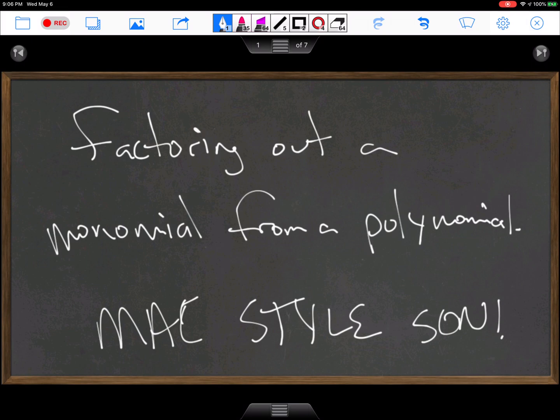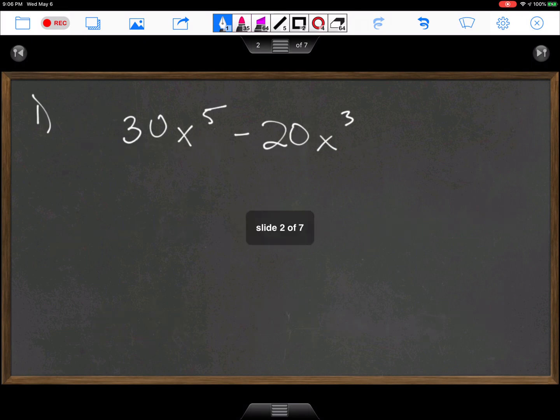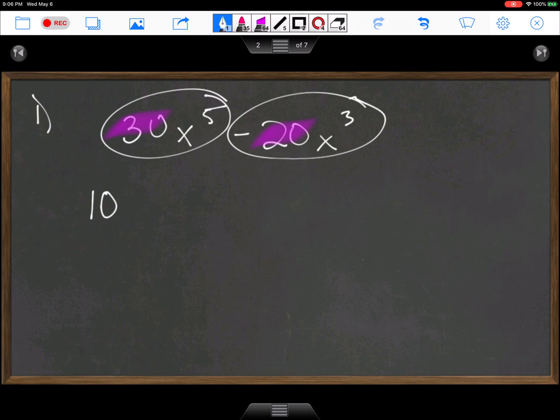So, factoring out a monomial from a polynomial. Here's an expression, and really we're going to be looking for the greatest common factor, or what's the biggest thing I can divide from both of these. I like to start with the coefficients, and I've got a 30 and a 20. The biggest thing I can factor out of 30 and 20 is 10. So I'm going to put that out front of my expression. I know I can divide both of these terms, this term and this term, by 10.